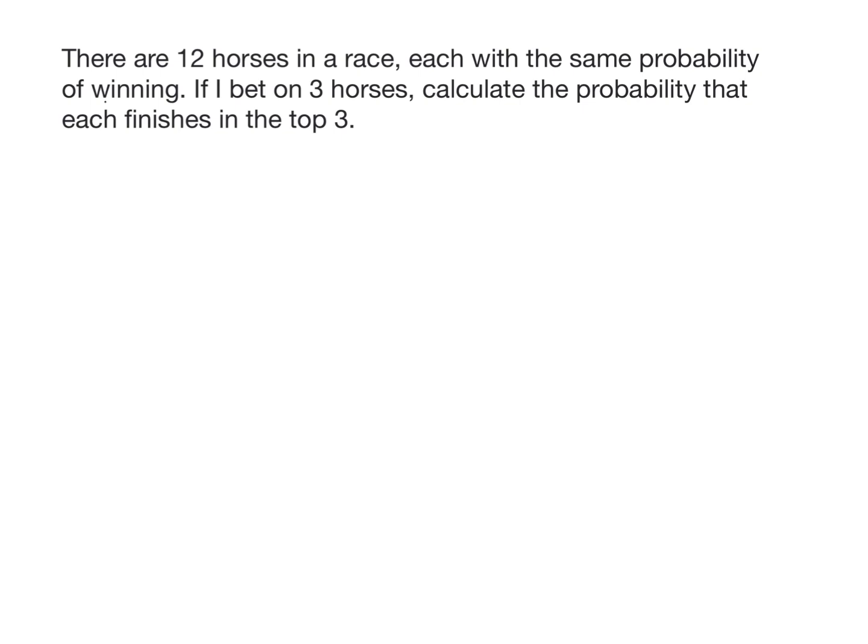So the number of ways that this can happen, the number of ways that my horses A, B, and C can finish in the top 3 is 3 factorial. There are 6 possible arrangements of my 3 horses that I bet on. So I could have A first, B second, C third. I could have B first, C second, A third, and so on. So that's the number of ways it can occur.